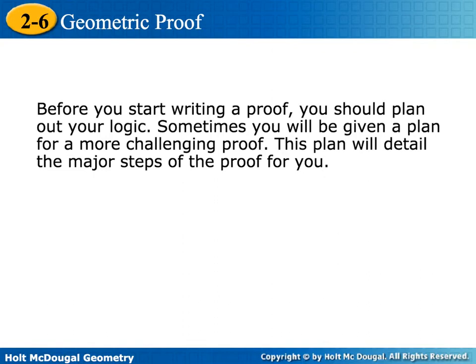So before you start writing a proof, you should plan out your logic. That's kind of what we did with the first example. We knew that A and B were supplementary. We knew that A was 45, so somehow we were able to subtract 45 from 180, and we got 135. So we kind of thought it out before we did it. That's going to be helpful for you as you go along through these. Sometimes you'll be given a plan for a more challenging proof. This plan will detail the major steps of the proof for you.